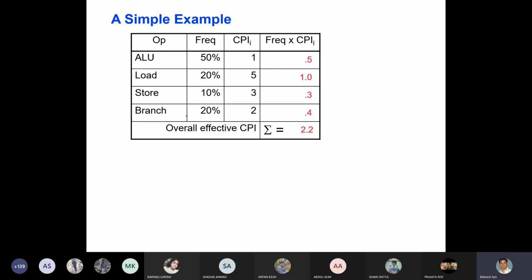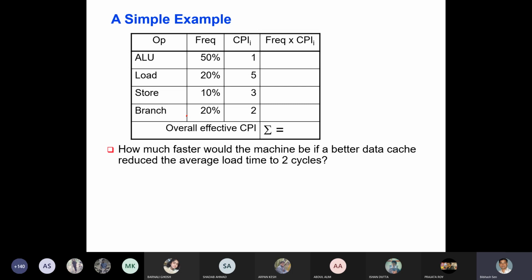How much faster would the machine be with a better data cache that reduces the average load time to 2 clock cycles? Now the average load time is 5 clock cycles. If it is reduced to 2 clock cycles, that means instead of 5 we consider 3. Earlier the example was 1.0, now we are considering it this way. So you'll find that if you reduce the clock cycle, it comes to 1.6. Am I correct or wrong?